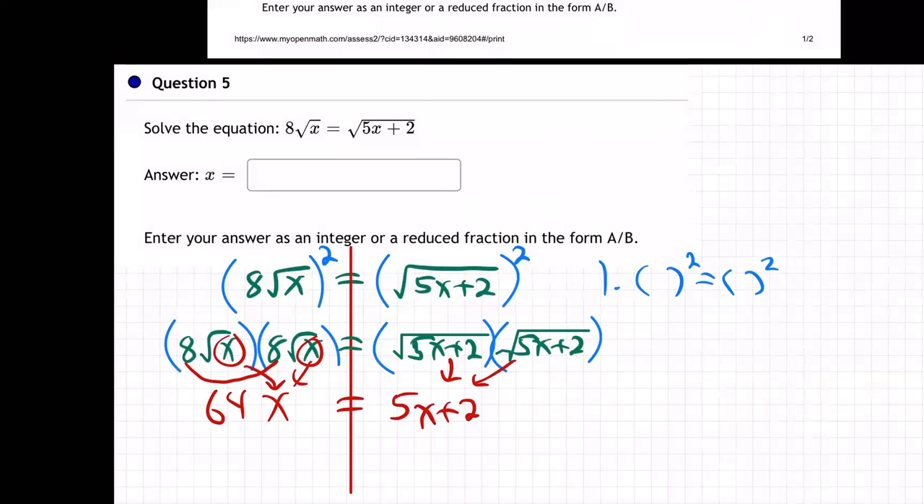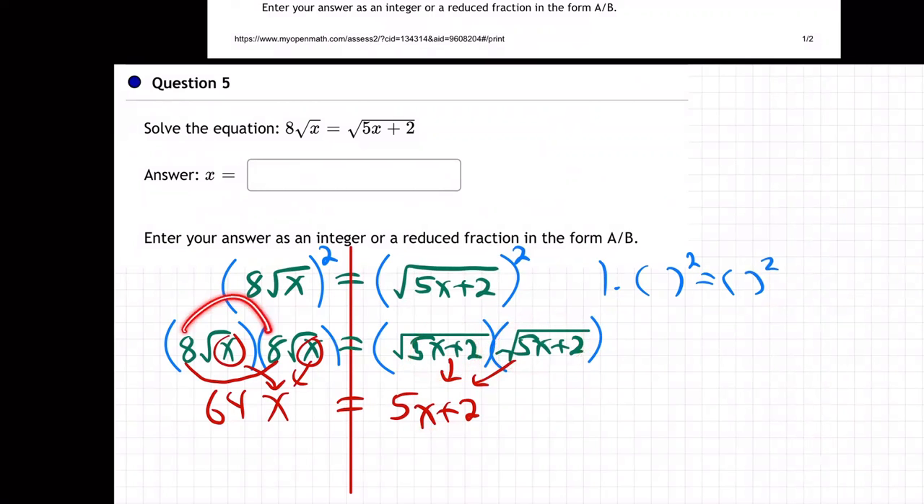Make sure that's clear. Remember, square roots are a 2-for-1 deal, right? So these two x's that were in the root send 1 x out, not x squared, but just 1 x out. They're a 2-for-1 deal. That's the jailbreak. That's how they get out of the root. 2 x's in the root send 1 x out of the root. Same thing over here with the square roots: 2 5x plus 2's in the root send 1 5x plus 2 out of the root. That's what square roots always do.